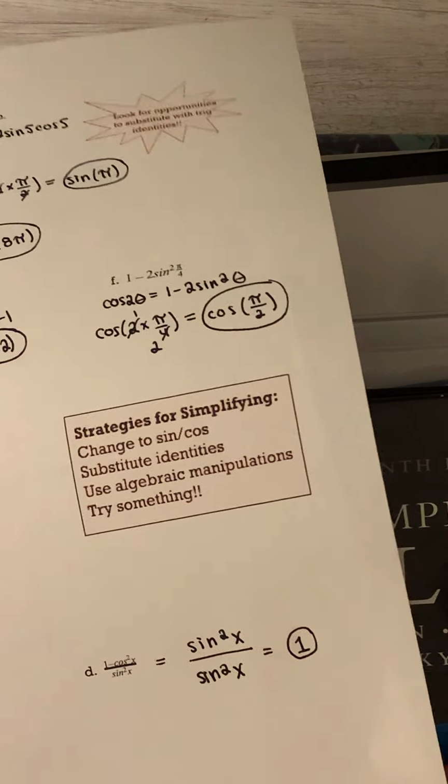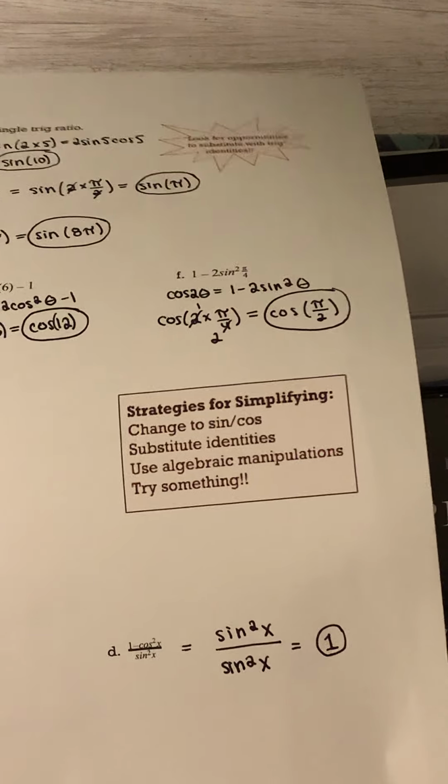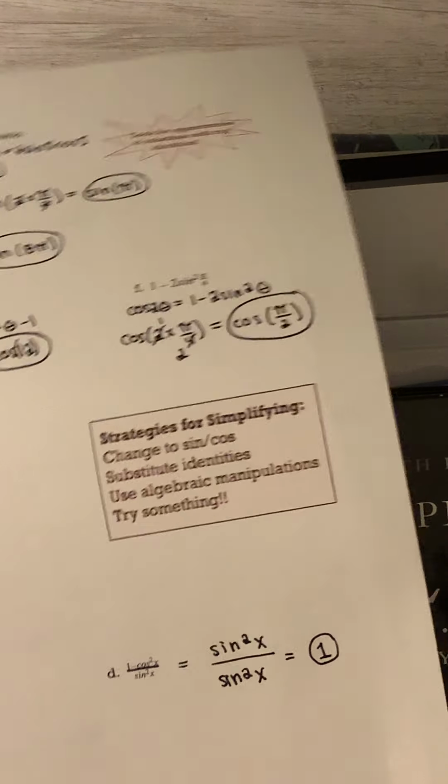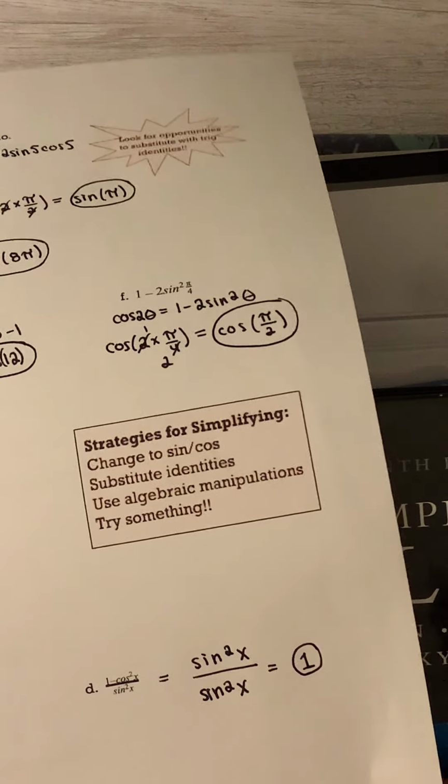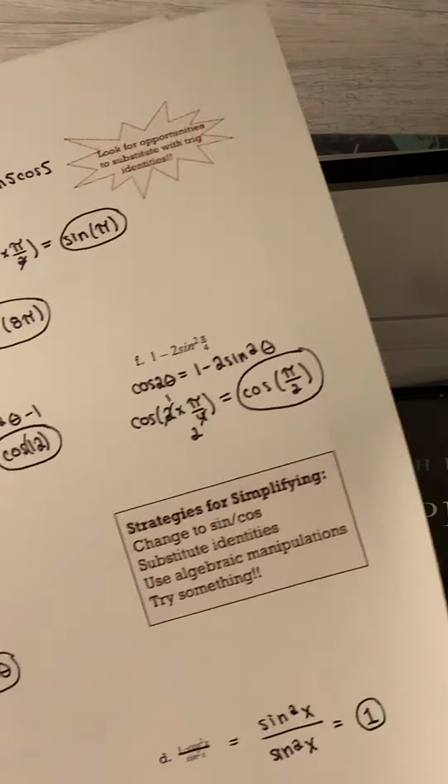It doesn't really matter that there's no identity in it because it's simplified, and that was the instructions. It doesn't say simplified to a single trig function, it just says simplify, and that's simplified.